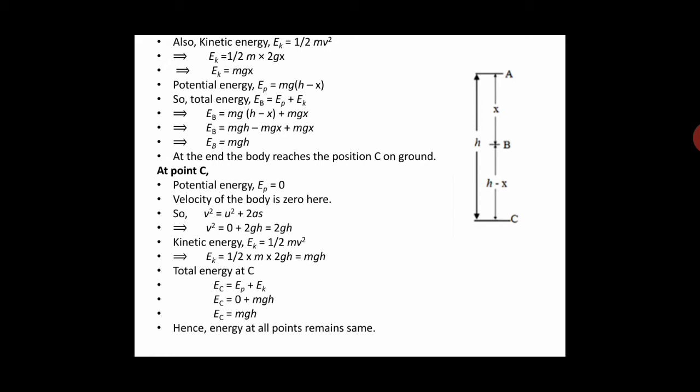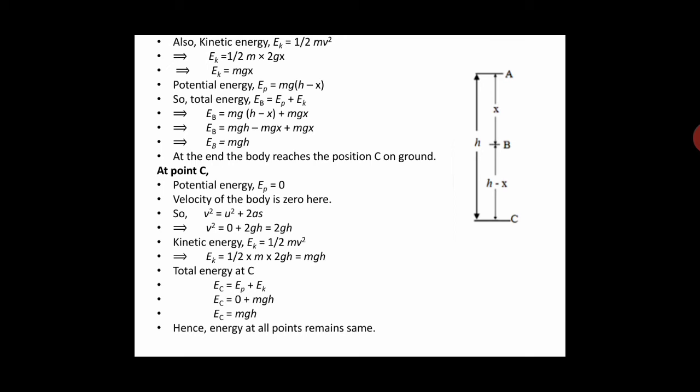The potential energy will be mg(h minus x), since we subtract the distance fallen from the initial height. Substituting the values, the total energy, potential plus kinetic, is equal to mgh, which is the same as at point A.